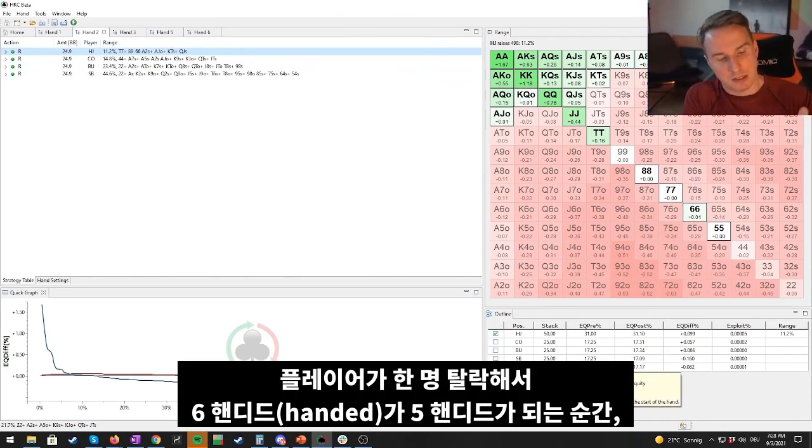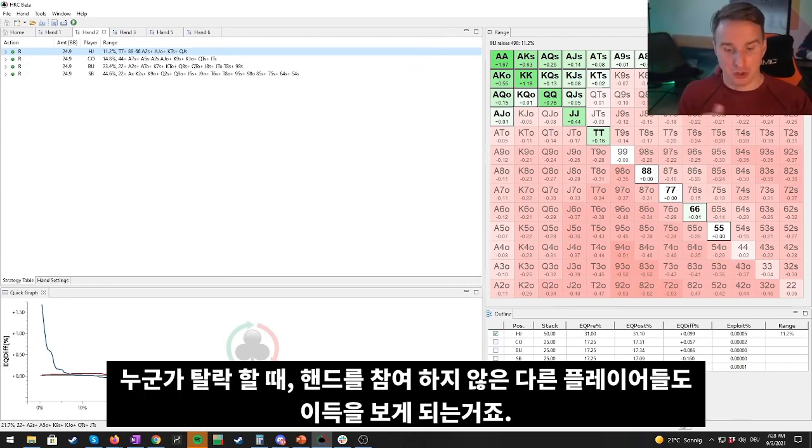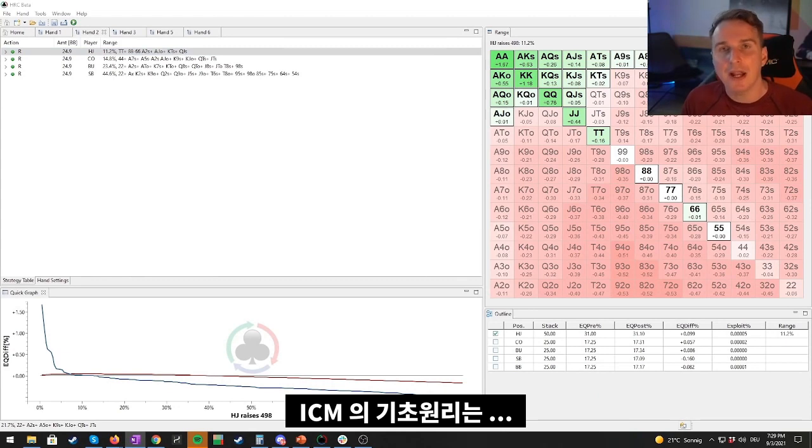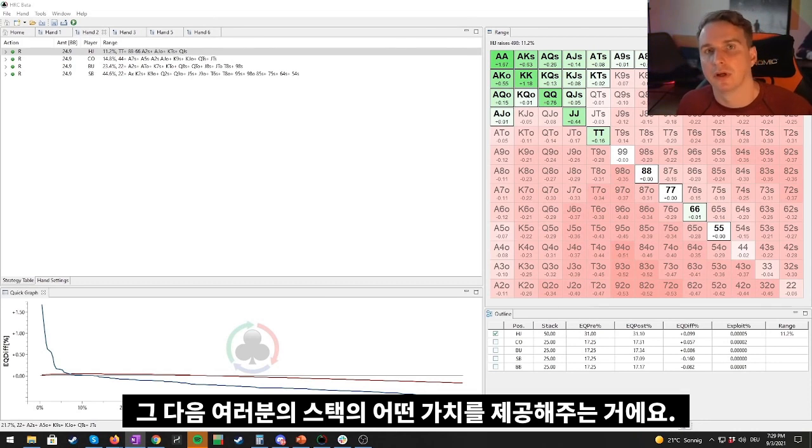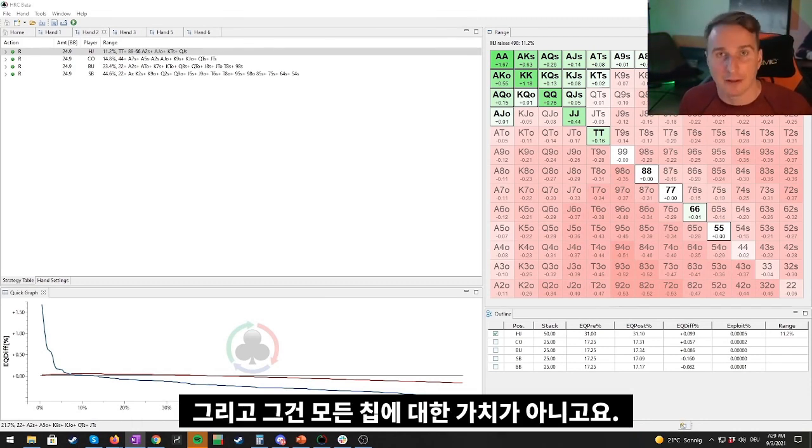So the moment a player busts, 600 going into 500, all the other players not involved in the hand benefit from it when someone busts. The underlying principle of ICM is essentially, it calculates the likelihood of you getting first, times the likelihood of getting second, times getting third, and then it provides you a certain value of your stack. And it does it for every stack, right?